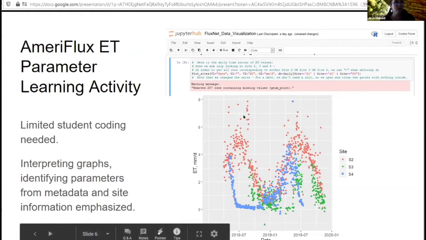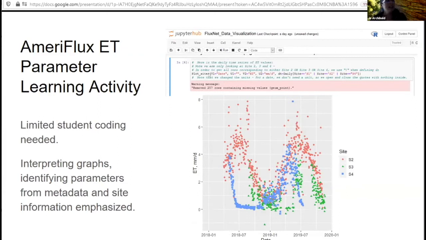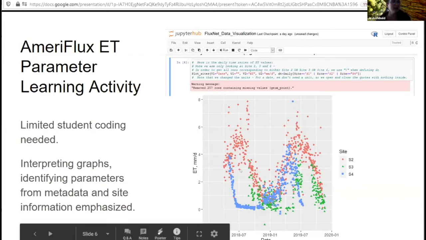So all they need to do is click run on each of the chunks and they can create this plot. Basically we're trying to get them to focus on how to interpret this. They're able to look at three very different sites from this FluxNet data set.